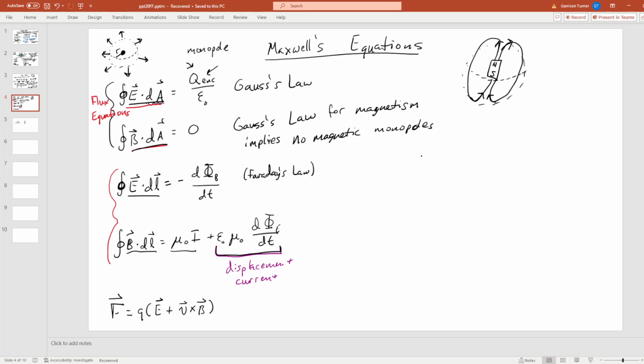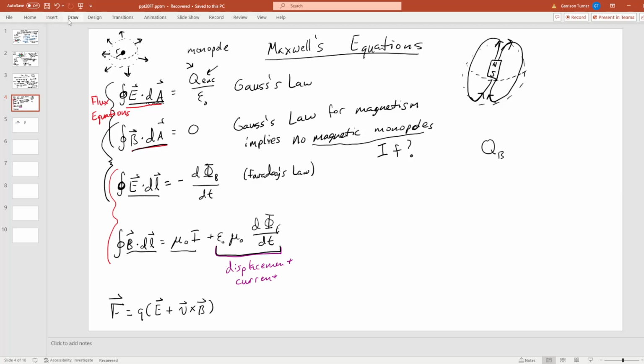And so here's the question: what if we had a magnetic monopole? How would these equations change? Well, first things first, let's call it QB for magnetic charge. The only two equations that would change are Gauss's law for magnetism and Faraday's law.